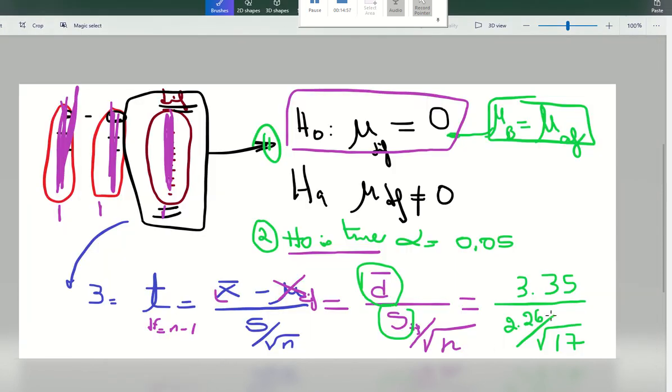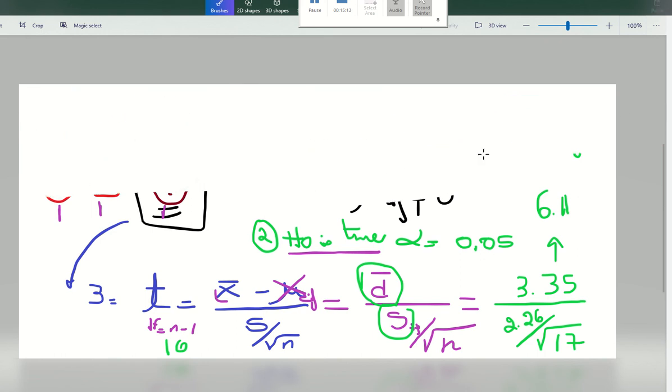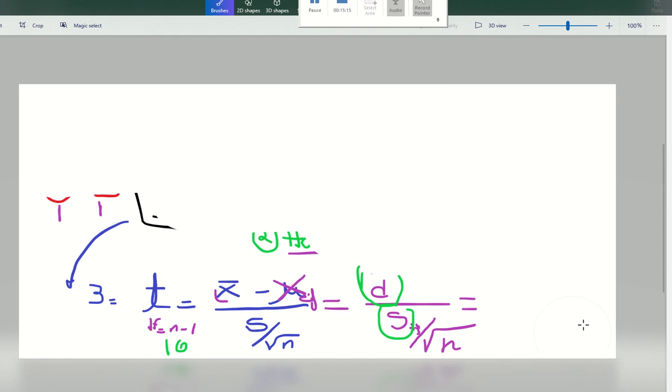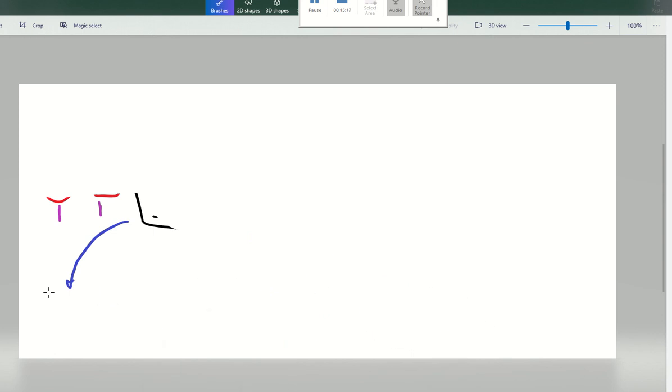6.11 is the value of the t. So I go back here. This actually was equal to 6.11, for degrees of freedom 16. Okay? All right. So I'm just going to clean up a little bit so that we can continue. So we finished step number 1, step number 2, step number 3. We calculated the test statistic. So now that we know that the t came out to be equal to 6.11, step number 4 is to get the p-value.